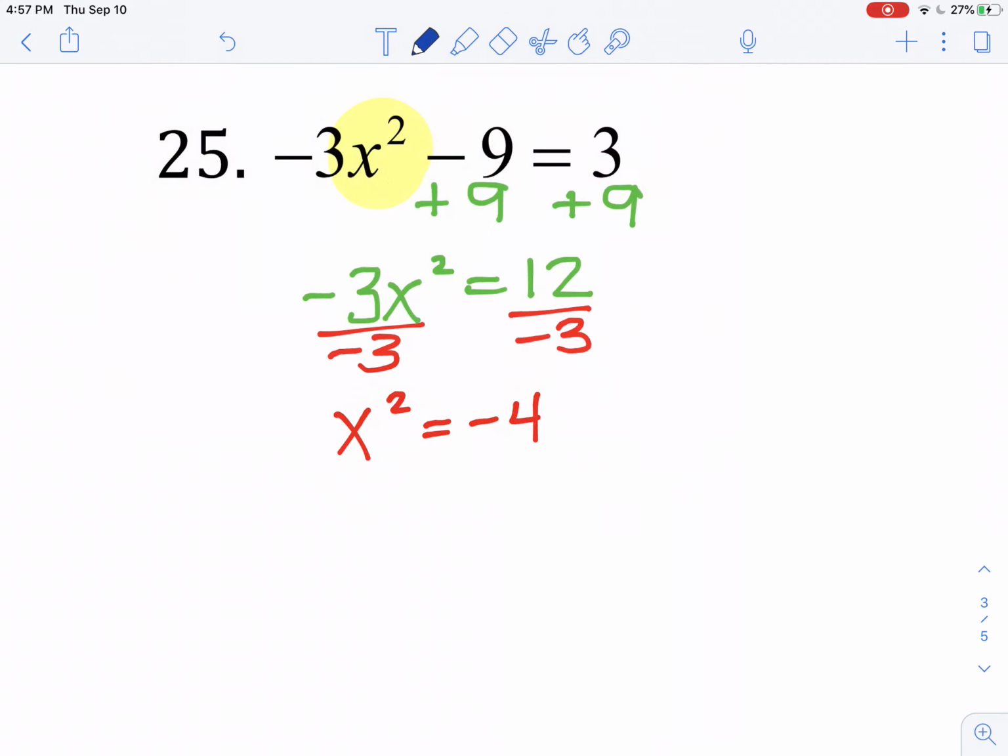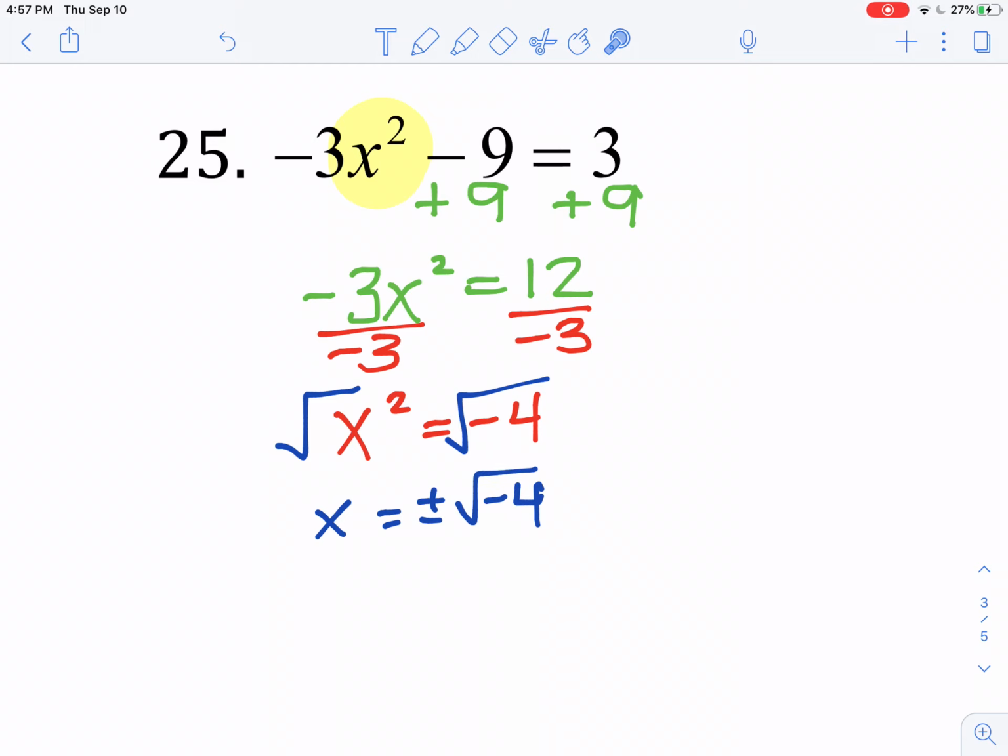And the next thing we want to do is take the square root of both sides to cancel out that squared. And I get x equals plus or minus the square root of negative 4. And now I need to see if I can simplify the square root of negative 4. So, is 4 a perfect square? Yes. The square root of 4 is 2. But notice it also has that negative in front of the 4.